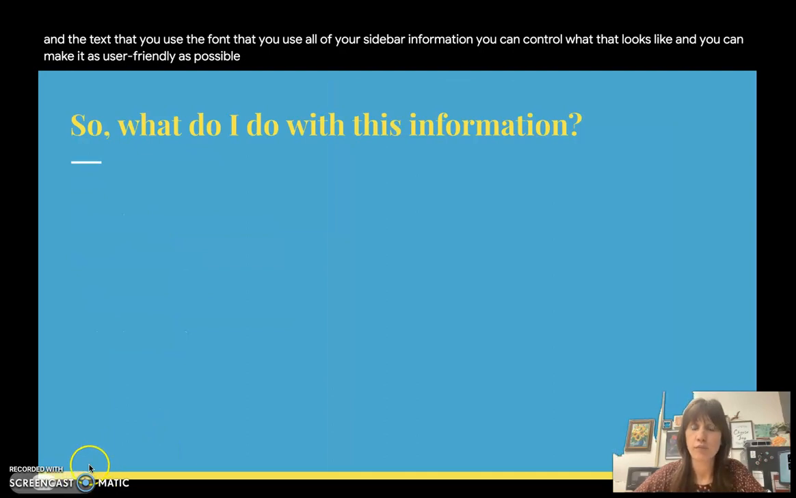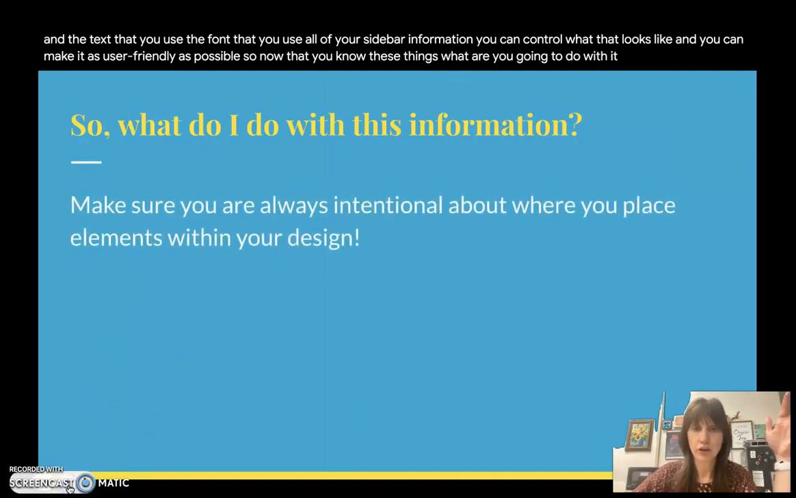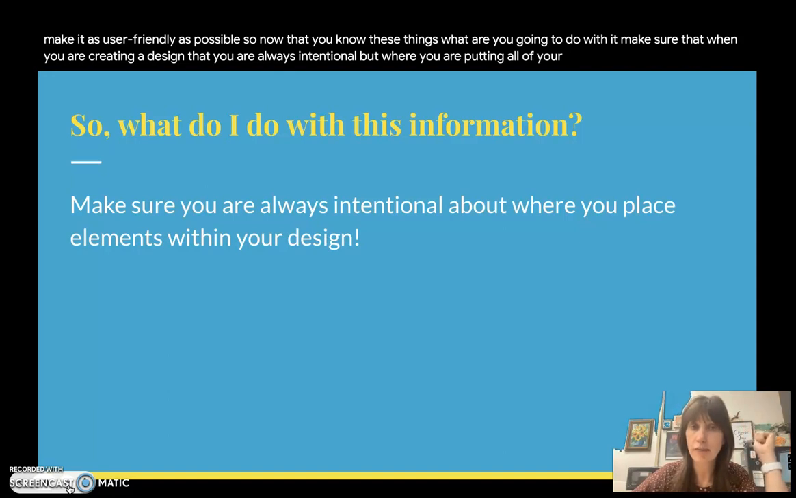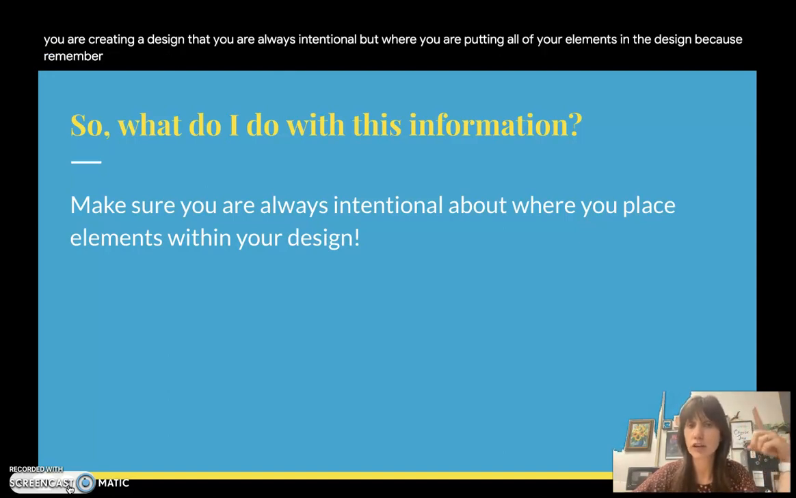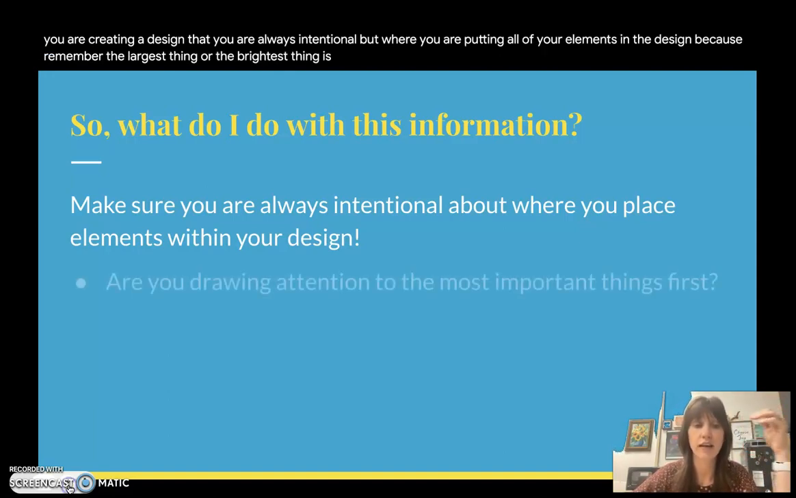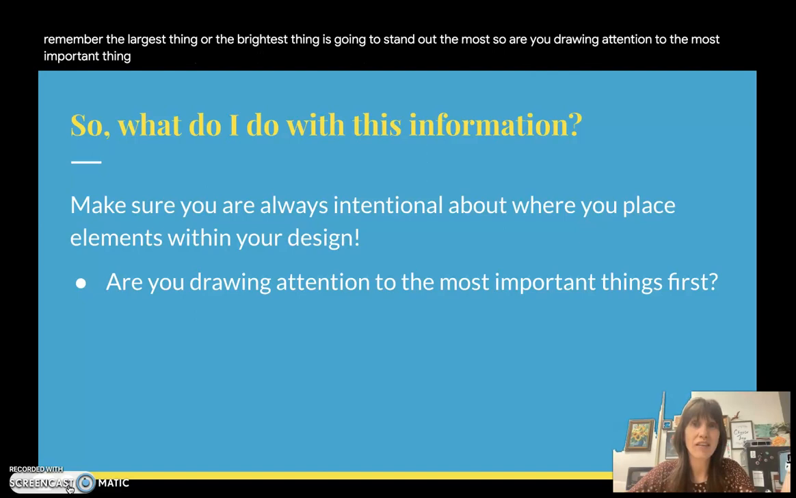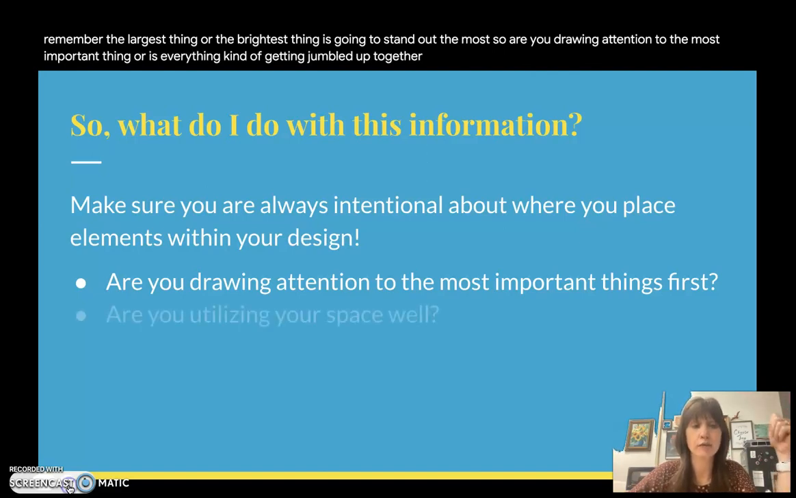So now that you know these things, what are you going to do with it? Make sure that when you are creating a design that you are always intentional about where you are putting all of your elements in the design. Because remember, the largest thing or the brightest thing is going to stand out the most. So are you drawing attention to the most important thing? Or is everything kind of getting jumbled up together?